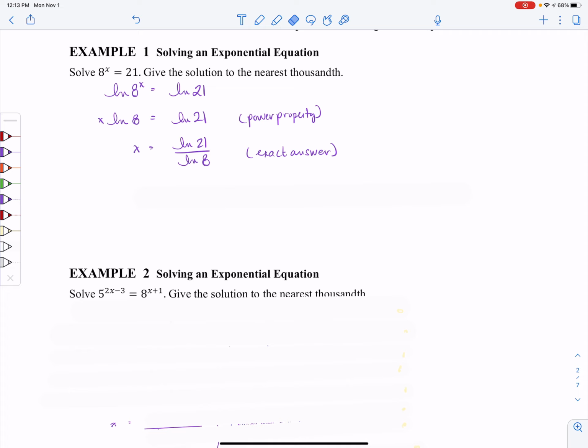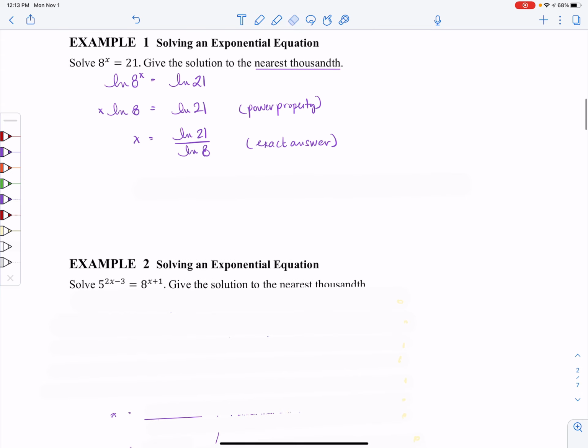So sometimes you're going to be asked for an exact answer. Sometimes, as in this case, you're going to be asked for an approximation, because here it says that we should approximate to the nearest thousandth. So in this particular case, you're going to plug that into the calculator, natural log of 21 divided by the natural log of 8, and you should get 1.464.